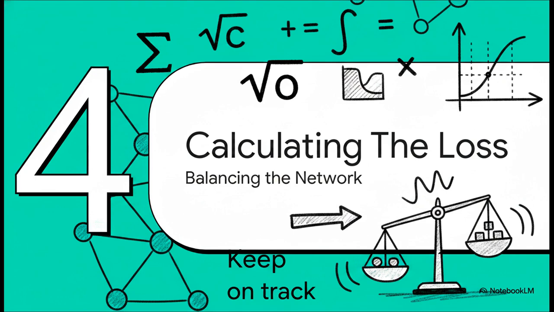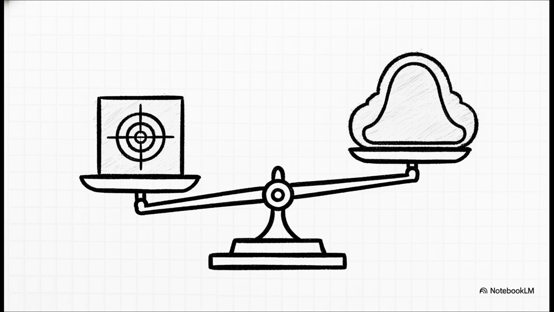Section 4. Calculating the loss. Balancing the network. Okay, so a standard autoencoder only really cares about one thing. Did the output match the input? That's your standard reconstruction loss. But a VAE loss function relies on 2 vital balancing components. The total VAE loss equals the reconstruction loss plus the KL divergence loss. The reconstruction component still measures how perfectly the output matches the input, but the KL divergence component measures something entirely different. It measures how close our learned distribution is to a standard normal distribution, and we have to balance these 2 competing interests.